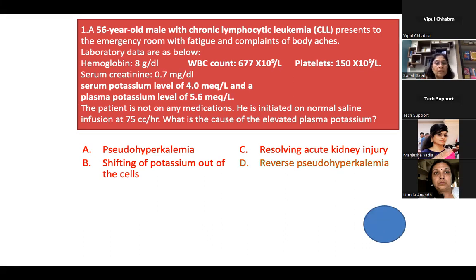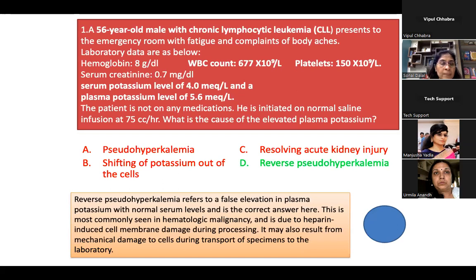Timer. So the correct answer is reverse pseudohyperkalemia. Basically, reverse pseudohyperkalemia refers to a false elevation in plasma potassium with normal serum potassium. This is most commonly seen in hematological malignancies, and it is due to heparin-induced cell membrane damage. It can also result from mechanical damage to the cells during transport.